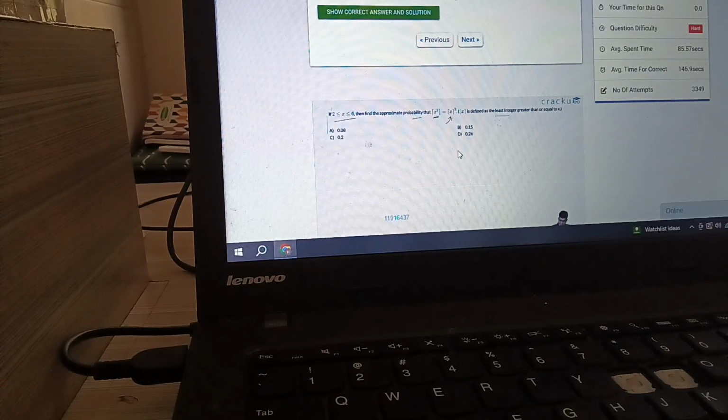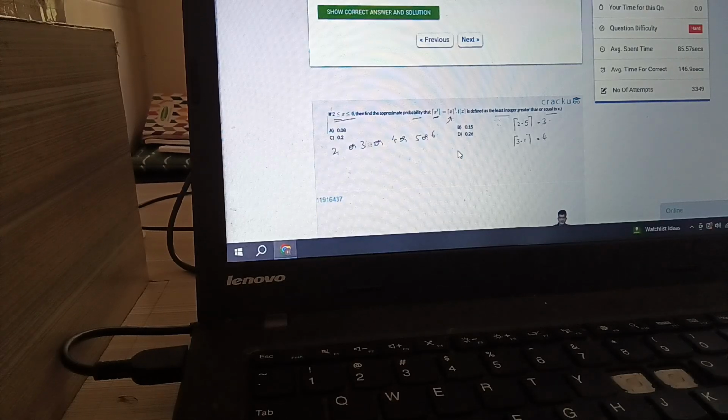It represents the least integer which is greater than or equal to x. Just to give you an example, what is the value of the least integer greater than or equal to 2.5? This will equal 3. Similarly, what is the least integer greater than or equal to 3.1? This will equal 4. So in this particular case, x will vary from 2 to 6, and so the least integer which is greater than or equal to x can be either 2, 3, 4, 5, or 6.